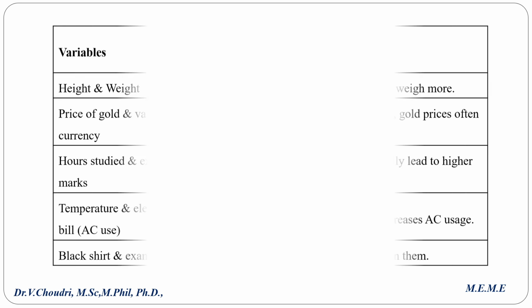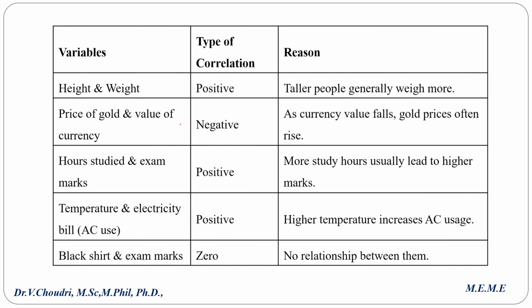Now see the examples: variables, types of correlation and reason. Mostly, if the person has height, almost he has weight. So this is x and y.